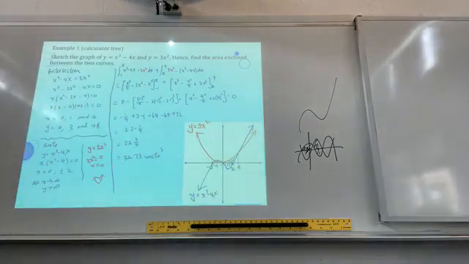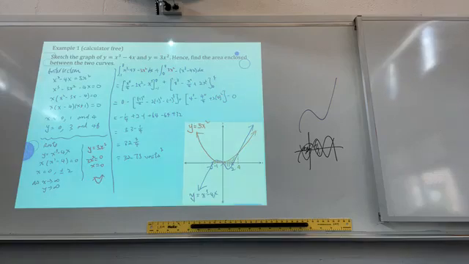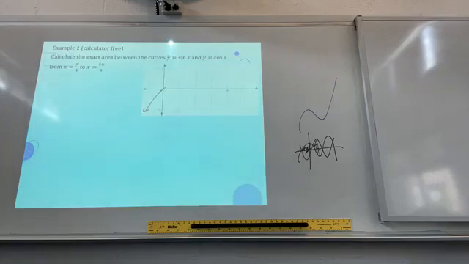Any question there? If not, can you try example 2, please? Example 2 is an interesting one.